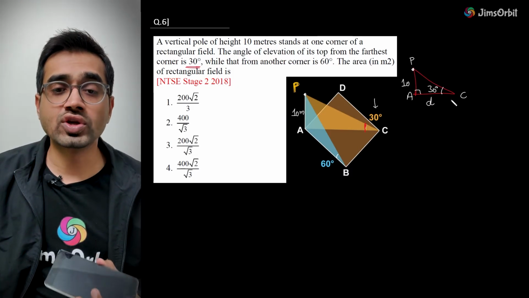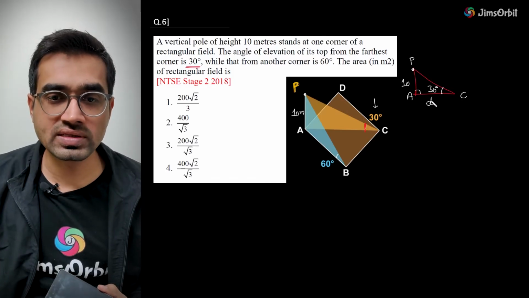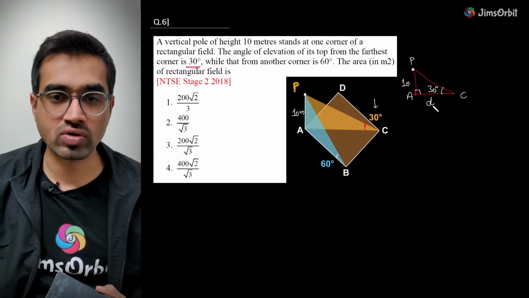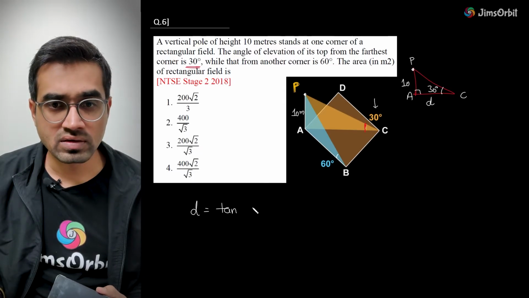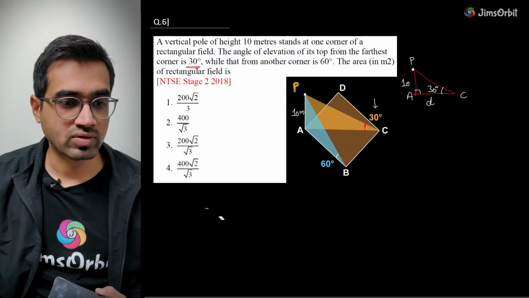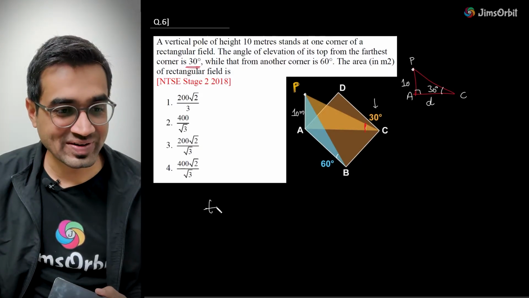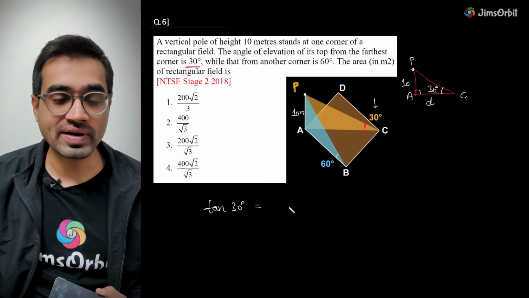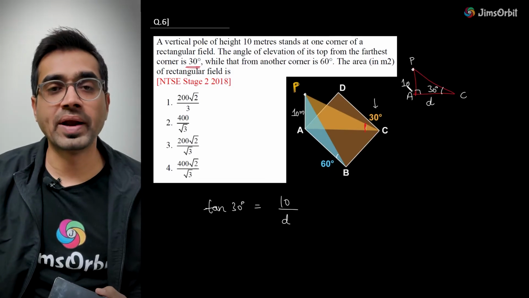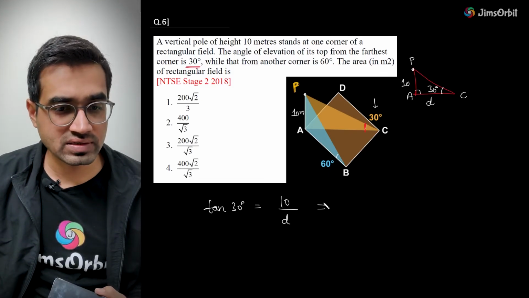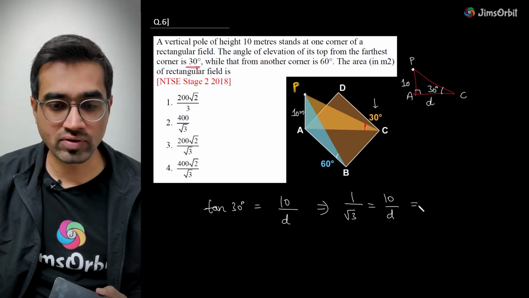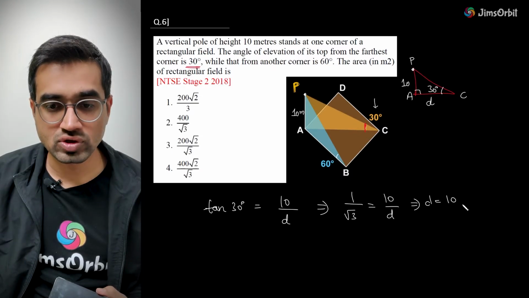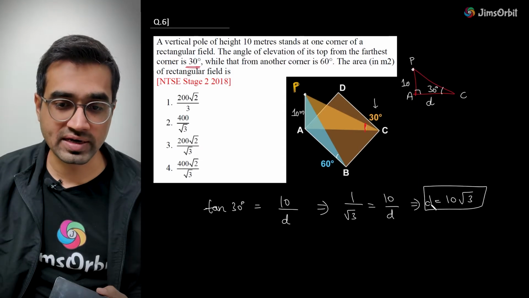Okay. So now you know one angle, you know this, you know this. You know tan will work out to find the value of D. So the length of the diagonal will be tan. Okay, not directly, sorry. So tan 30 degree will be 10 by D, perpendicular by base. Now this will give us tan 30 is 1 by root 3. So 10 by D. So D will be 10 root 3. So the diagonal length is 10 root 3 meters.